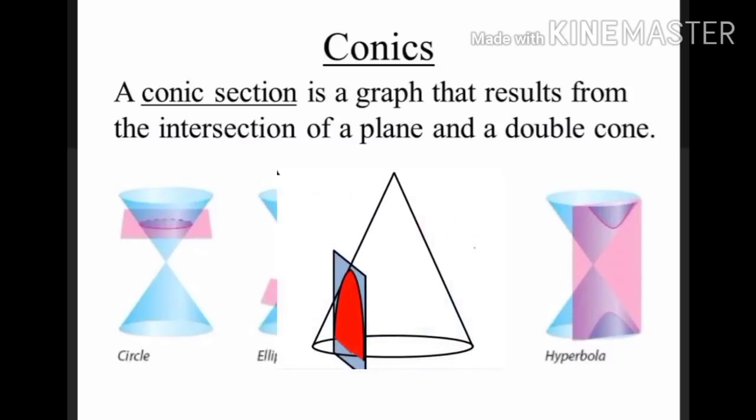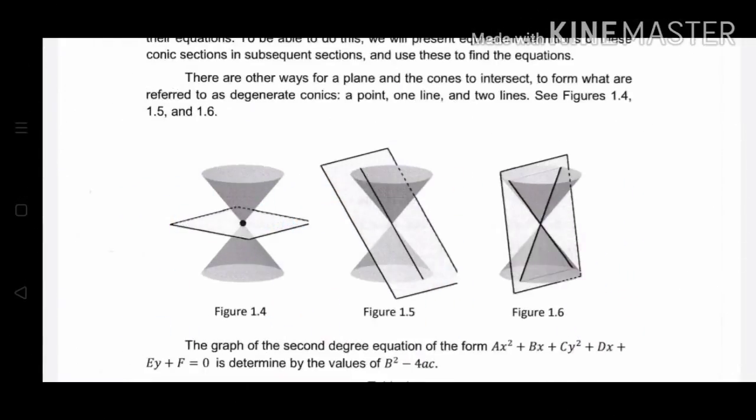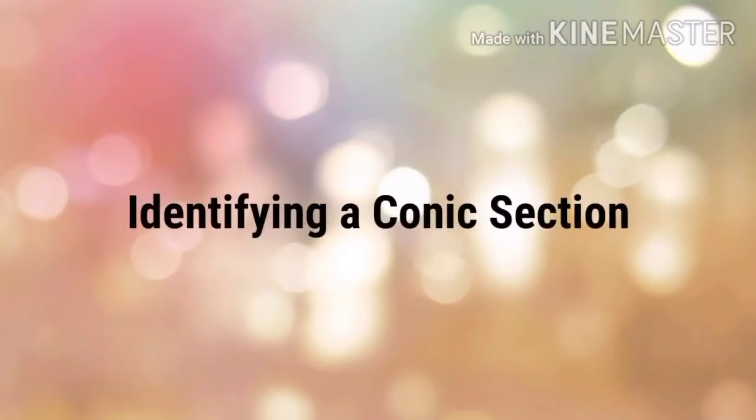A parabola is formed when the plane is parallel to a generator line of the cone, and a hyperbola is formed when the intersection is an unbounded curve, the plane is not parallel to a generator line of the cone, and the plane intersects both halves of the cone. There are other ways for a plane and the cones to intersect, to form what are referred to as degenerate conics: a point, one line, and two lines. Let us now proceed to the next part, identifying a conic section.